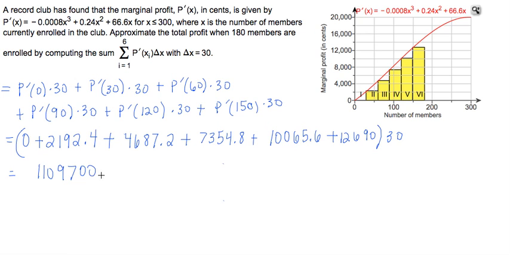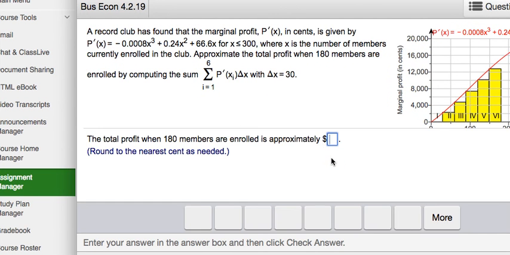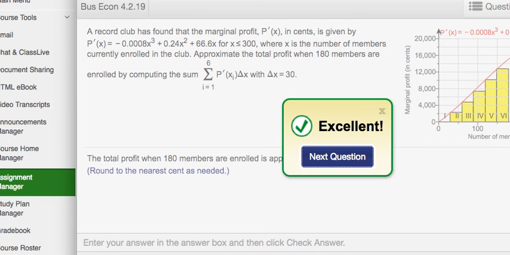Okay, now this is in cents. The entire problem is in cents. Why they put it in cents, I don't know. But in dollars, we move the decimal over twice, so that's $11,097 on that one. Hopefully that helped you find your error on that problem.